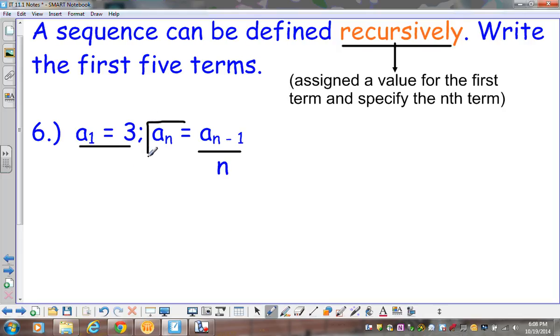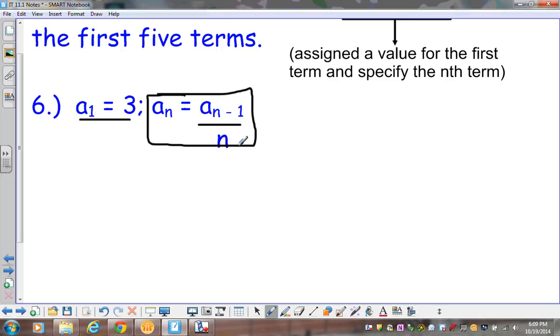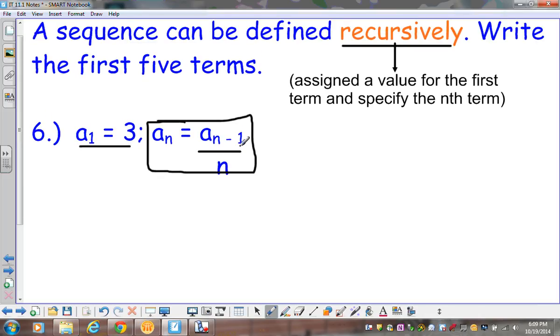Now here is my recursive formula. When you see a recursive formula, you're always going to see a sub n minus or n plus something right here, a sub something. That's kind of giving you a heads up saying, hey, this is probably a recursive formula. So let's go through and find my second term.